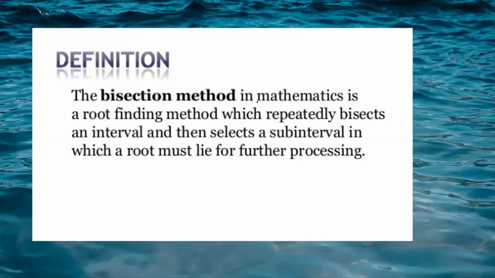The bisection method in mathematics is a root finding method which repeatedly bisects an interval and then selects a subinterval in which a root must lie for further processing. So this is about the bisection method. It is a root finding method which repeatedly bisects an interval and then selects a subinterval in which the root must lie for further processing. I'll explain in detail.